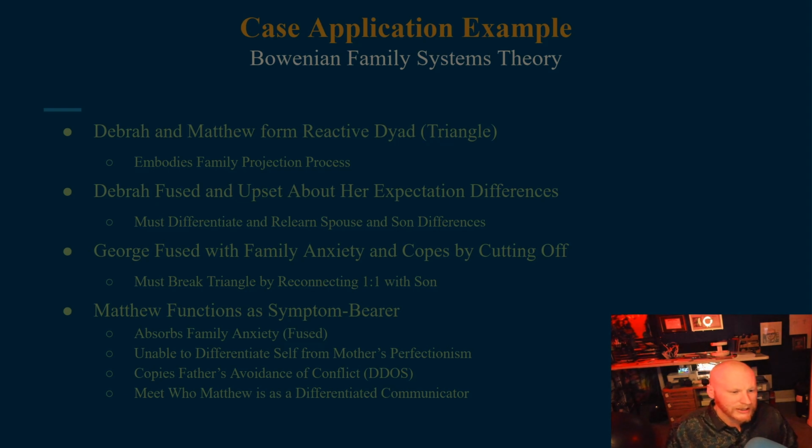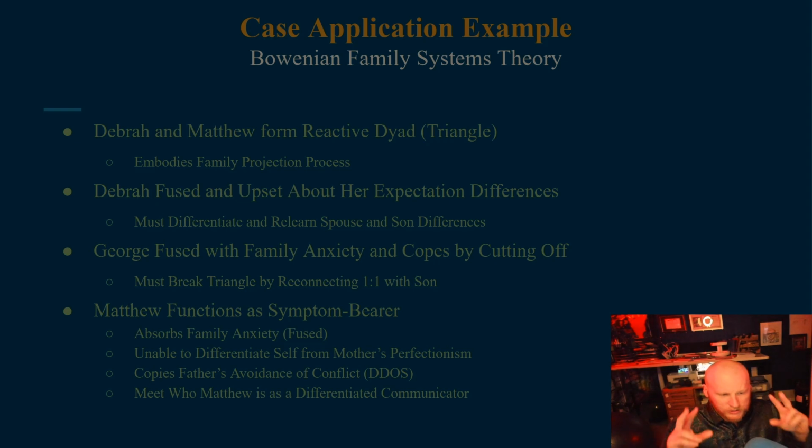Now, Matthew's functioning as the symptom bearer, where he's absorbing, oh, he's the problem, oh, he's a disaster. He's absorbing all the anxiety that the mother might have. So the mother has anxiety, and then she blames it on him. He's unable to differentiate himself from his mother's perfectionism. He's only 10 years old, so he has less ability than an adult because he's much younger, and less ability to differentiate himself from his mother. And he seems to be copying his father's avoidance.